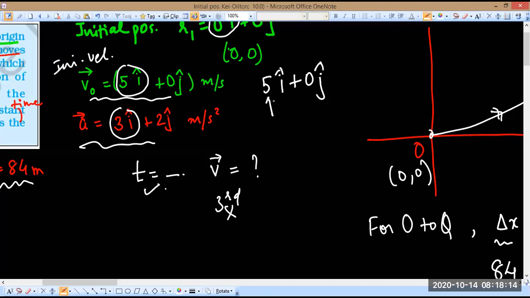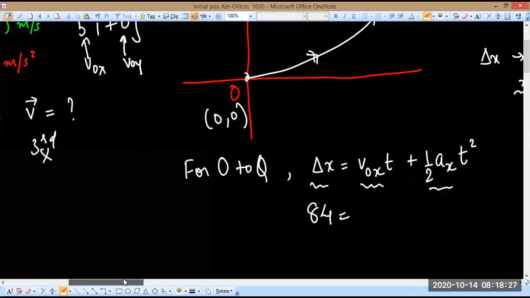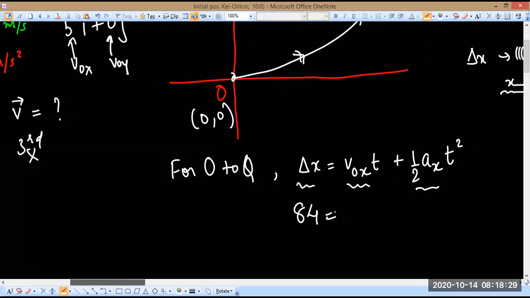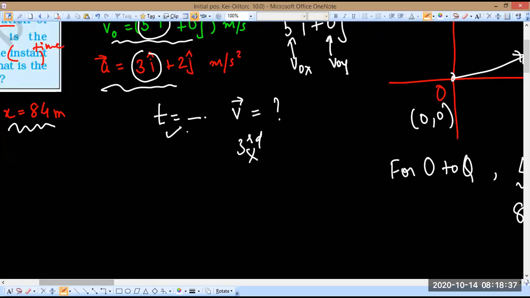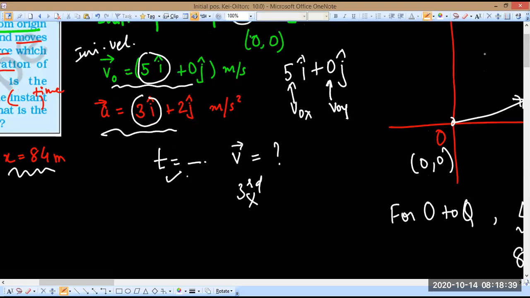So this is v0x, correct? I'm sure all of you understand that. And this is v0y. So let's put the value here. 5. T we don't know, otherwise why would we be doing all this? Half. What is ax? Easy to do. What should I write instead of ax?